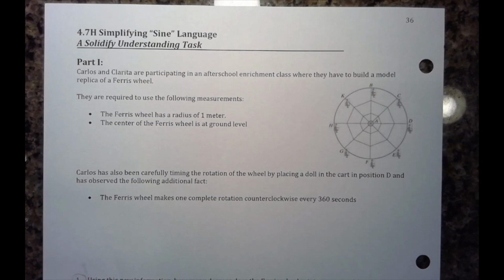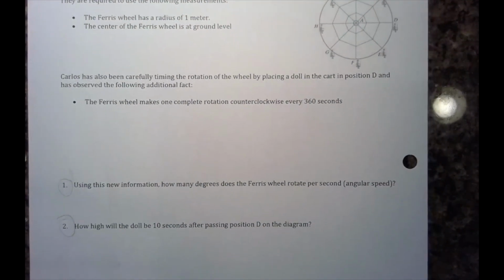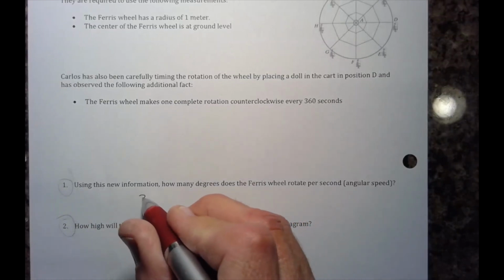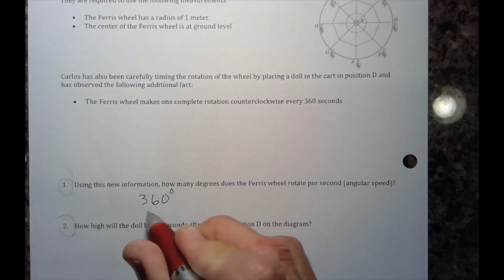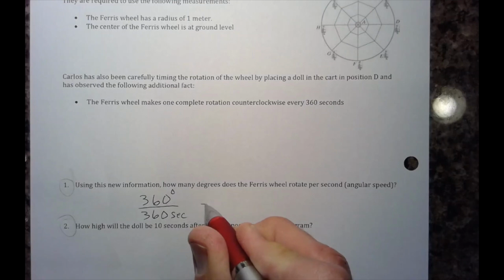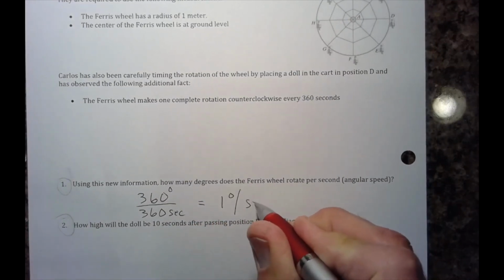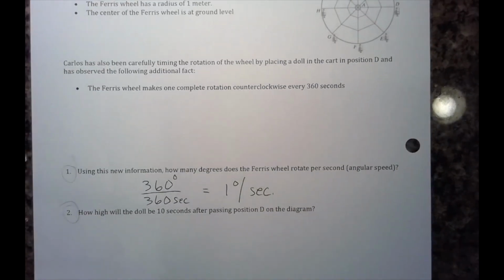They've been timing it by putting a little doll in a cart and going around. They give us one fact, that this Ferris wheel makes one rotation in 360 seconds. So as opposed to 20 seconds, it's 360. So question 1, use this information. How many degrees does a Ferris wheel rotate per second? Well, if it's going to rotate 360 degrees, and it's going to take 360 seconds to do that rotation, that's going to be 1 degree per second. So that's what it's going to be doing.